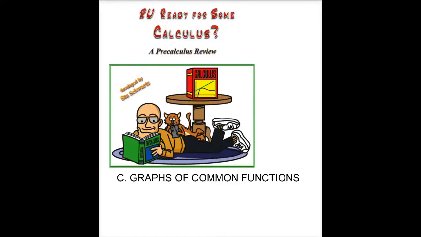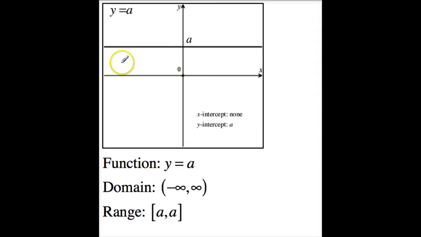Let's look at some graphs of common functions that you will be expected to know. Suppose I have a function y equals a. The first thing you always want to look for in a function is what are your x-intercepts and y-intercepts. Well, clearly this one has no x-intercept because it's just a horizontal line. The domain is all x's from negative infinity to positive infinity, but the range is just from a to a, so this is a point.